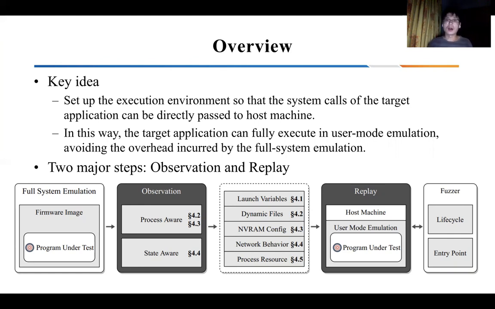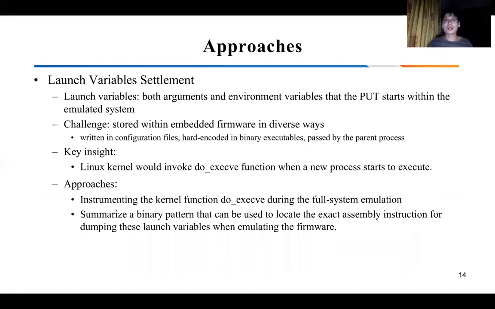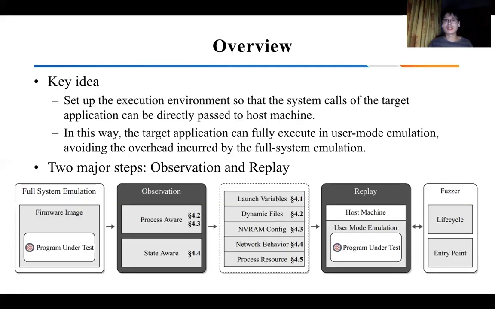And we will obtain these resources in the full system emulation, and then provide them to the target applications by either deploying them directly on the host machine or instrumenting user mode QEMU, so that the target application can get these system resources correctly and then execute as it behaves in the real devices. Here we will skip the techniques of the observation and replay approaches for these 5 system resources, and you can get the details in the paper.